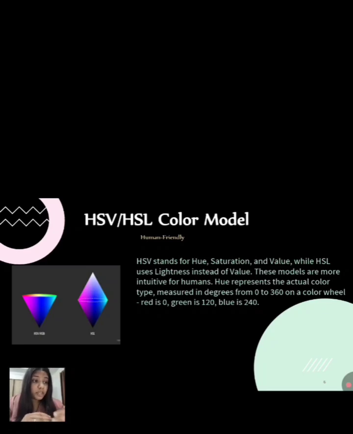Red is 0, green is assigned 120, blue is assigned 240, and saturation determines how pure or vivid the color is, from gray to fully saturated. Value or lightness controls brightness from dark to light. These models are extremely popular in graphic design software like Photoshop and image editing tools because they match how artists naturally think about color. When you use a color picker in any design software, you are likely using an HSV or HSL interface.